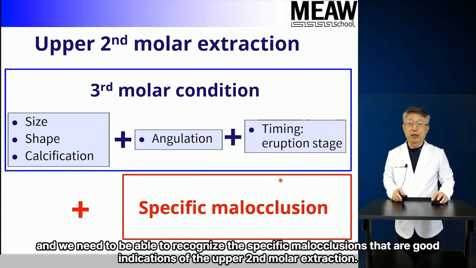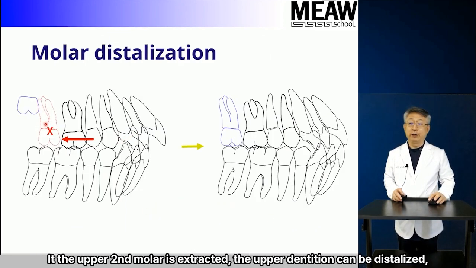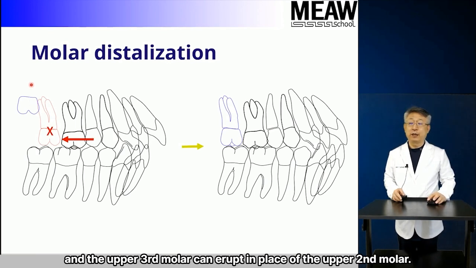And we need to be able to recognize the specific malocclusions that are good indications of the upper second molar extraction. This is a class 2 malocclusion with large overjet. If the upper second molar is extracted, the upper dentition can be distalized, and the upper third molar can erupt in place of the upper second molar.